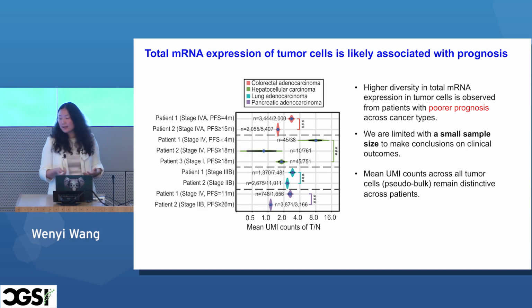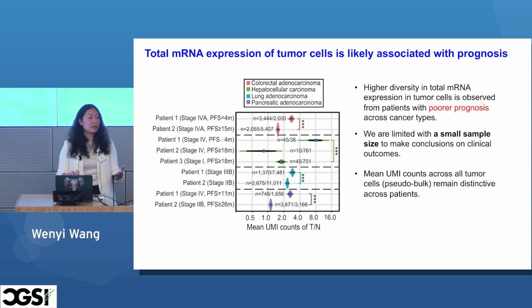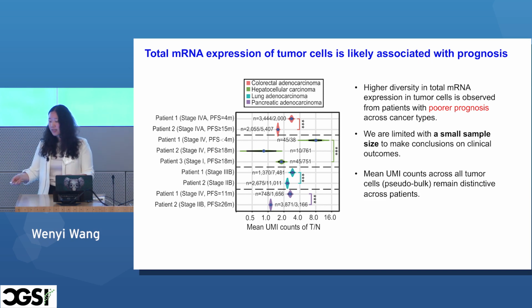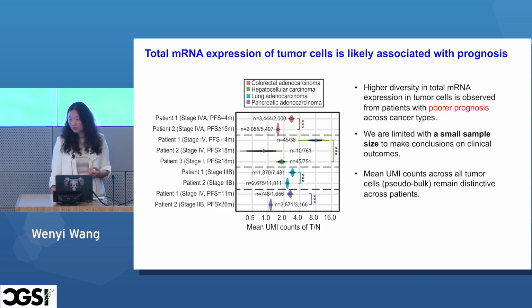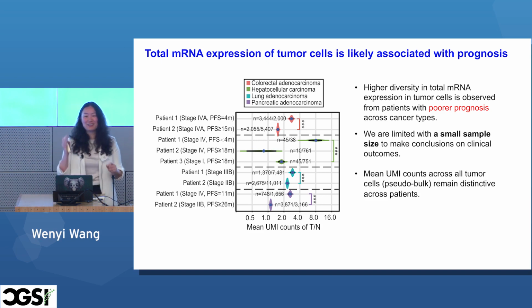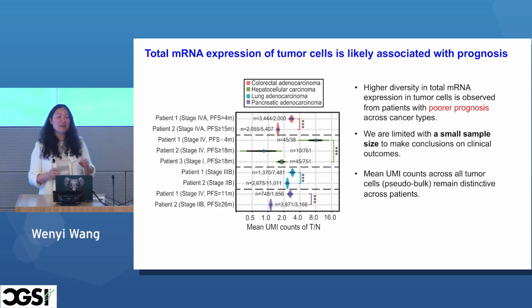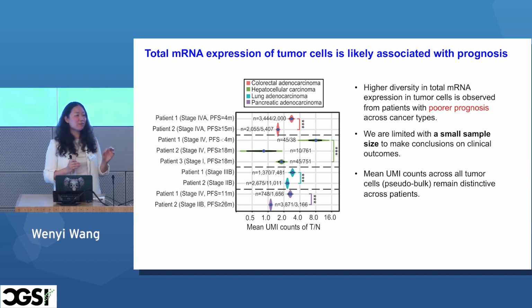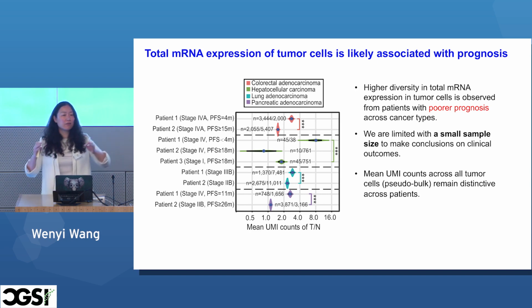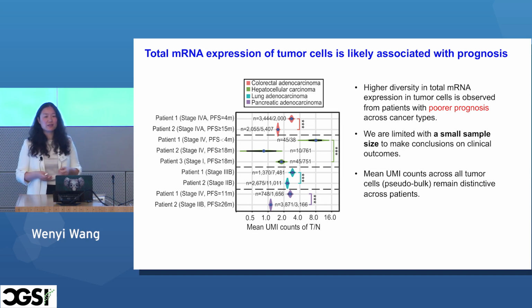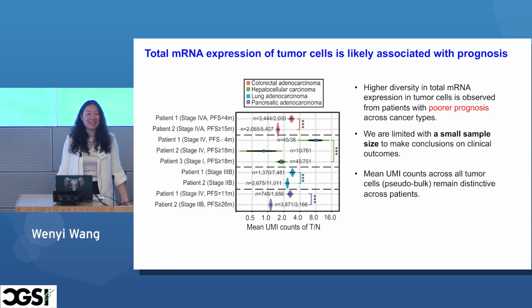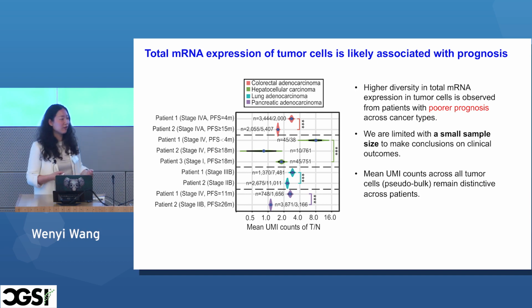We repeated our finding in that higher diversity in total mRNA expression in tumor cells is observed from patients with poor prognosis in the other 3 cancer types. But as you can see, we are very limited with a very small number of patients. And the reviewers, the editors asked, we have looked into literature, we cannot find more. The reason why is that when the single cell studies are published, they are not waiting for the 5-year or 10-year follow-up for that same patient. So if you're looking at 2018 and onwards publications, there's no follow-up information that's provided.